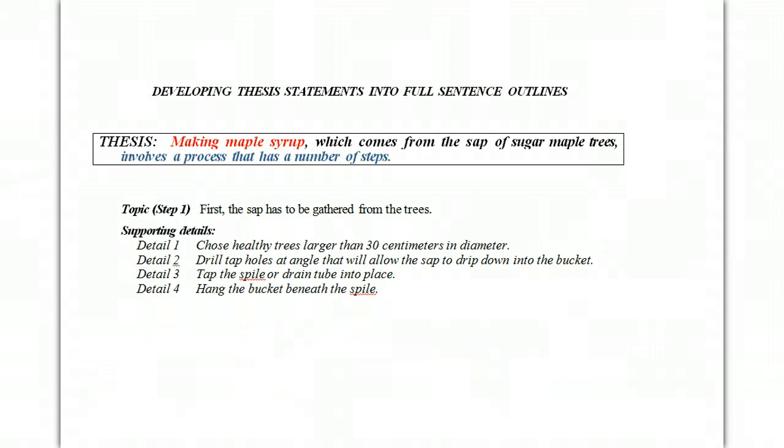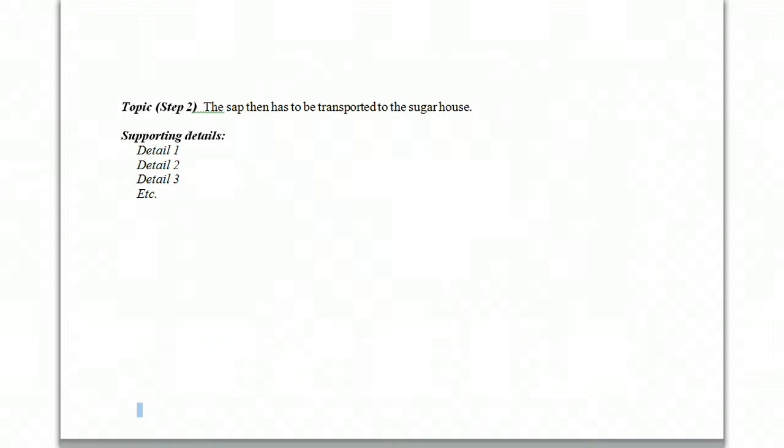So we're assuming that the writer in this case feels that this is a sufficient amount of detail to explain how you actually go about gathering the sap from the trees. Then, having fully explained the first step in this process, we move on to the topic sentence for the second step. And we see that the sap then has to be transported to the sugar house.